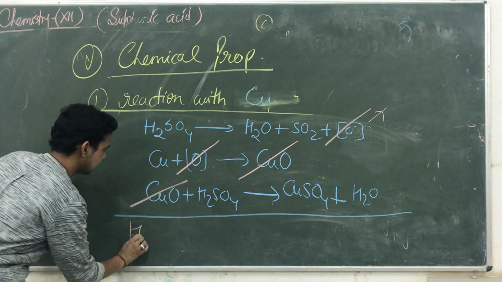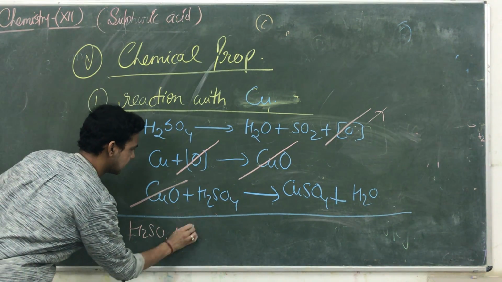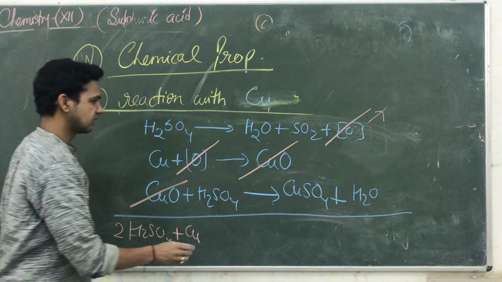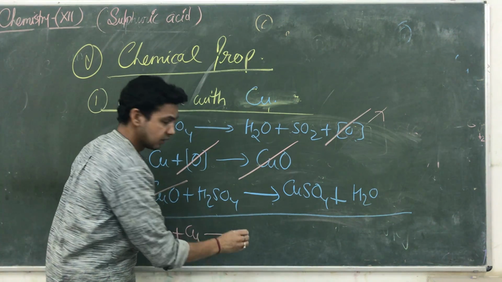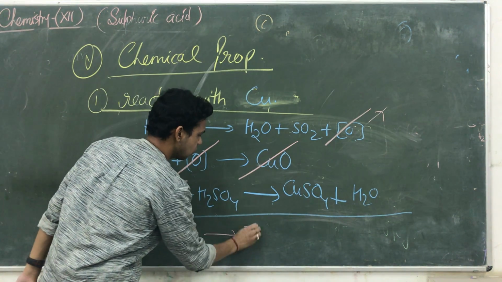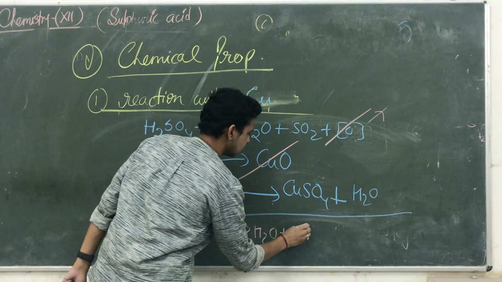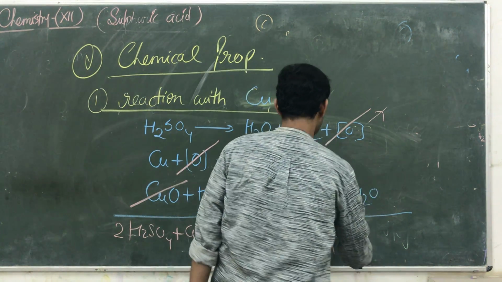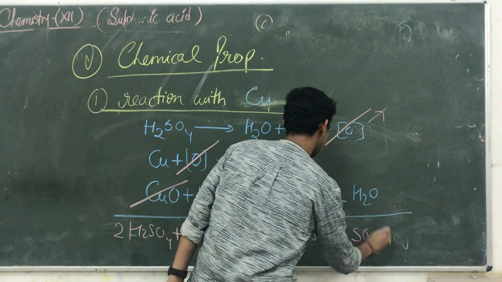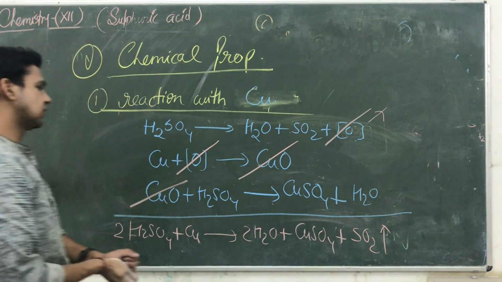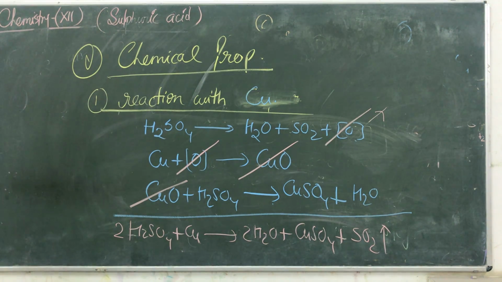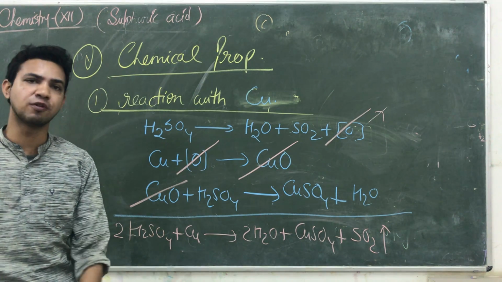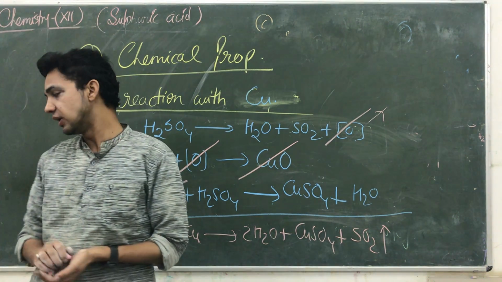So overall reaction is H2SO4 plus Cu. How many H2SO4 are there? Twice, and they give you which compounds? It gives you 2H2O plus CuSO4 plus, okay, SO2 sulfur oxide. So these are the reactions that take place in case of the copper. ये copper के केस में reactions की perform की जाती है जो आपके syllabus में considered है.